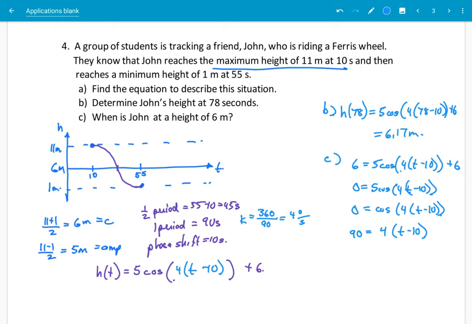Right. And then we divide by 4. We get t minus 10. T is 32.5. And that makes complete sense because what's the midpoint between 10 and 55? 10 and 55 divided by 2 is 32.5.